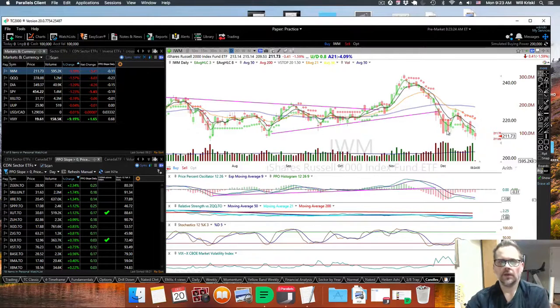The other thing is, when you break a downtrend, you want to see higher lows established. This just came up and went back down. So these are things that would keep you out of getting back in.